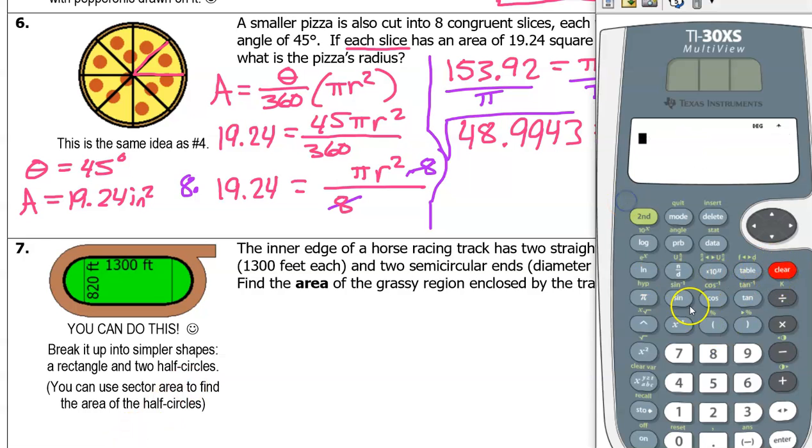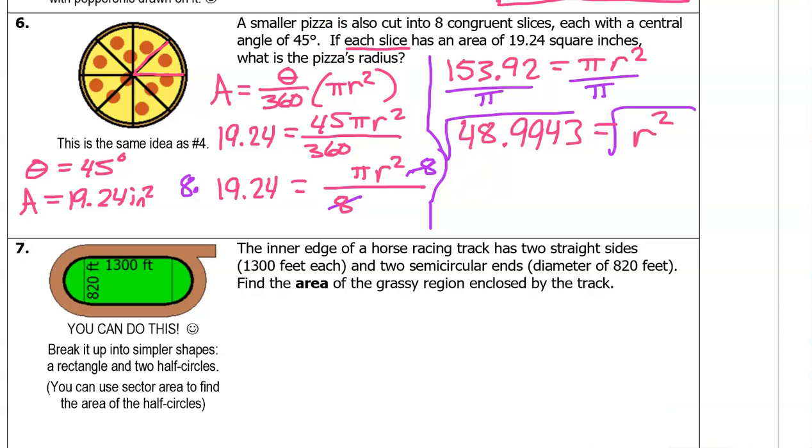So now, what is the square root of 48.9943? That is 6.9995. So if I try to round this to the nearest 2 decimal places, I'm going to have to round this up to a 7. So this is really going to round up to r equals 7.00. The units are in inches. Well, area is in square inches, so that means a length, like a radius, will simply be inches.